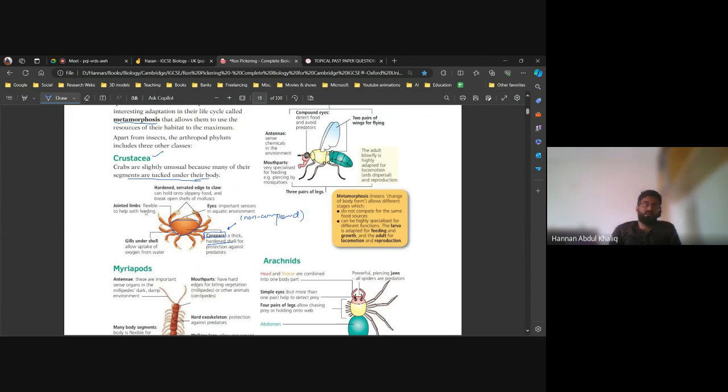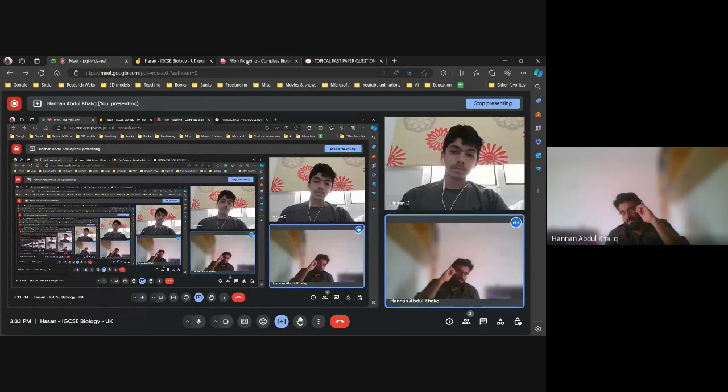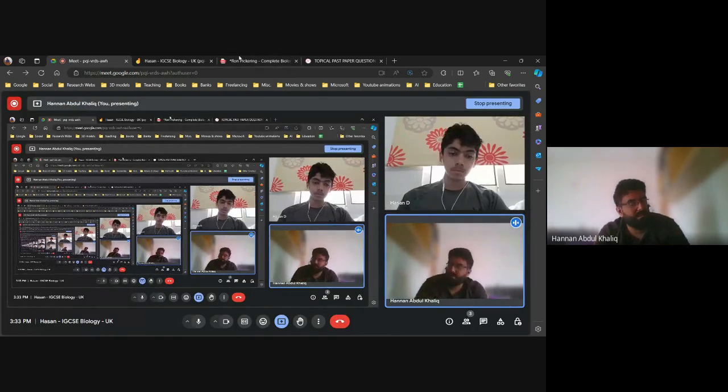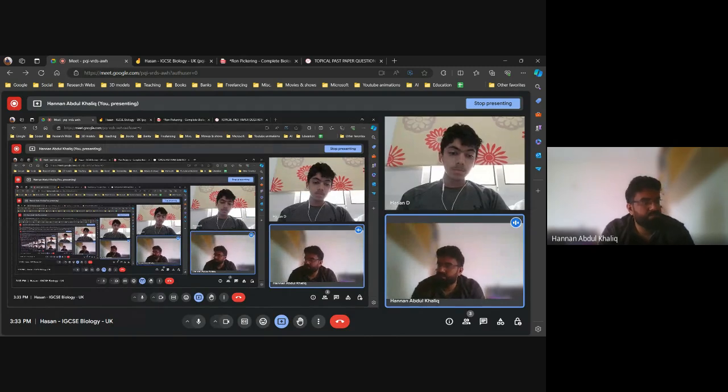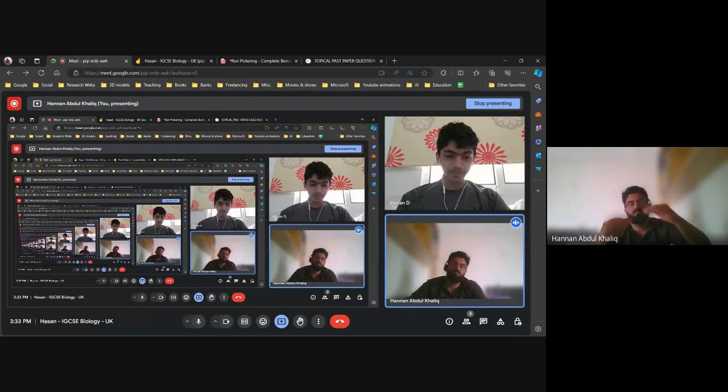Jointed limbs are there, but they have more than four pairs. Gills. Why gills? Remember, crustaceans are mostly aquatic. And the gills are useful in doing gaseous exchange underwater. Humans and other organisms are often not able to breathe underwater. Even the whales cannot breathe underwater, you know.